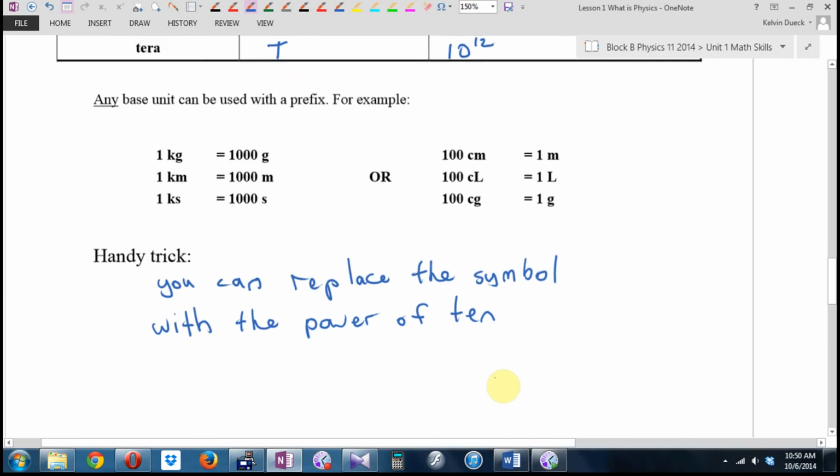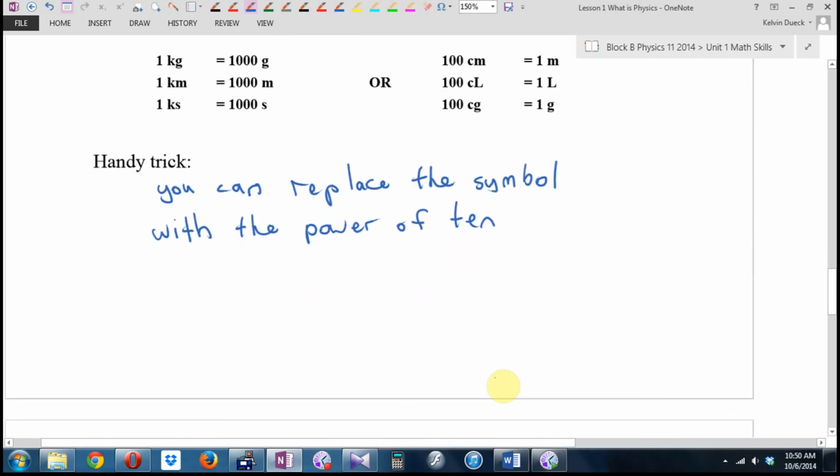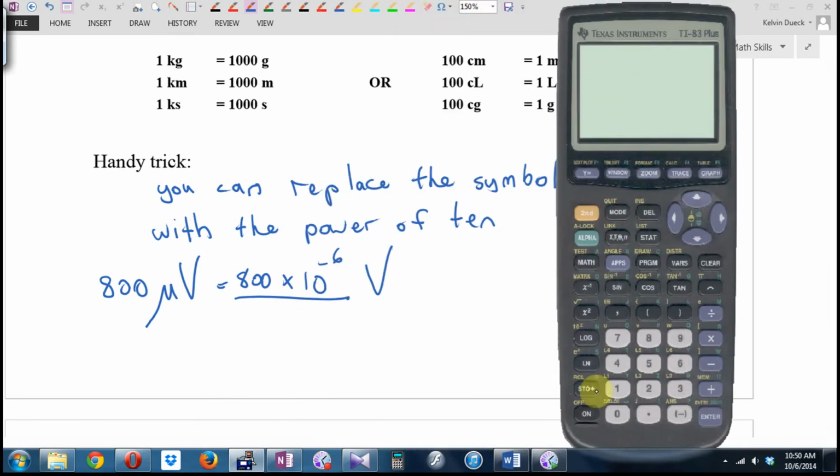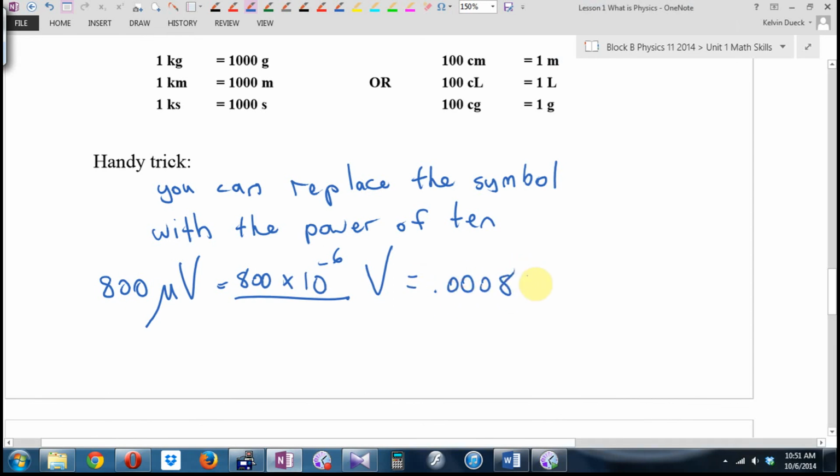So if you want me to convert, for example, don't write this down, 800 millivolts, how many volts? Oh, it's going to be 800 times, milli is 10 to the what? Sorry, micro. I said milli, micro. This is micro, Mr. Dueck. Sorry? 10 to the negative 6. I go to my calculator. I go, okay, 800 times 10 to the power of negative 6. Oh, you know what? Now I get an answer in scientific notation, and we'll talk about that a little bit later, but this is saying 0.0008 volts. That's 800 microvolts. Turn the page.